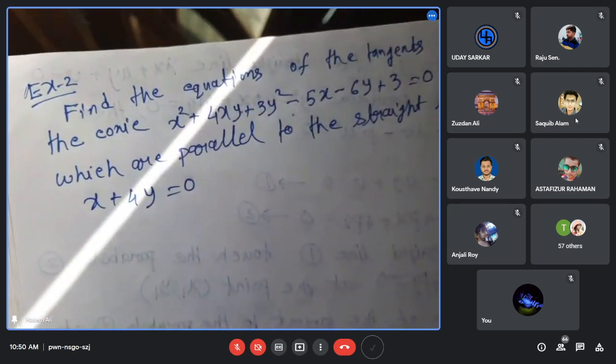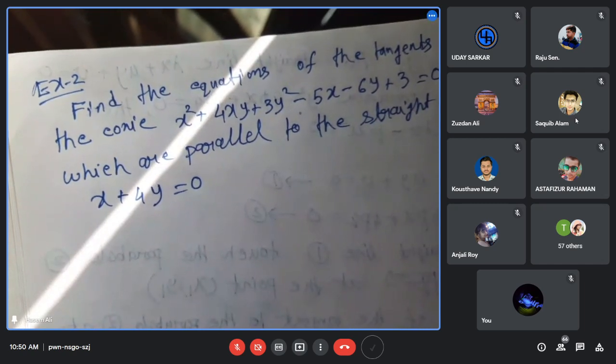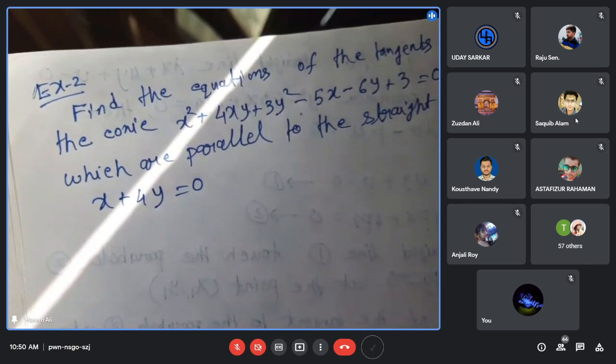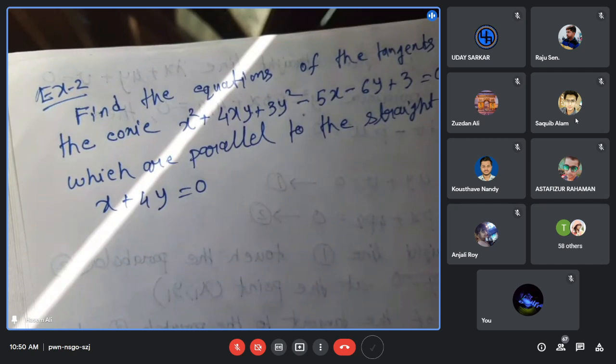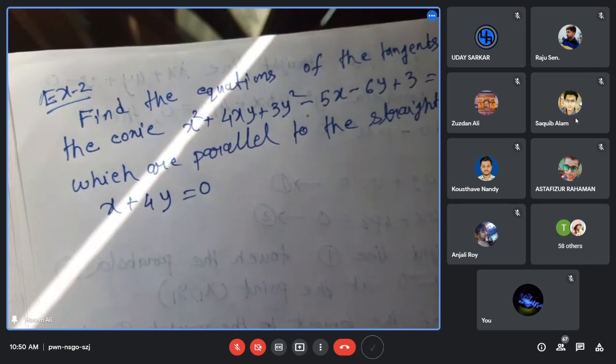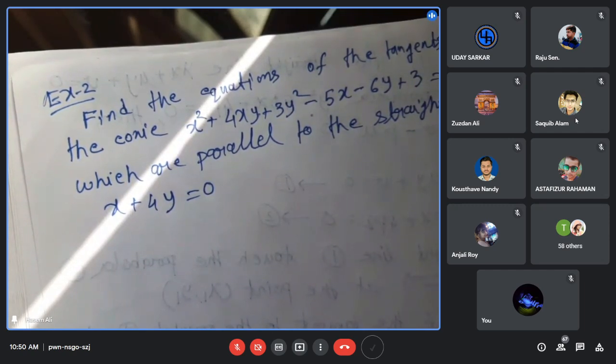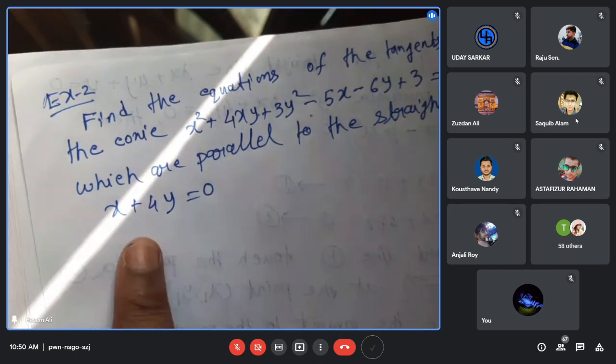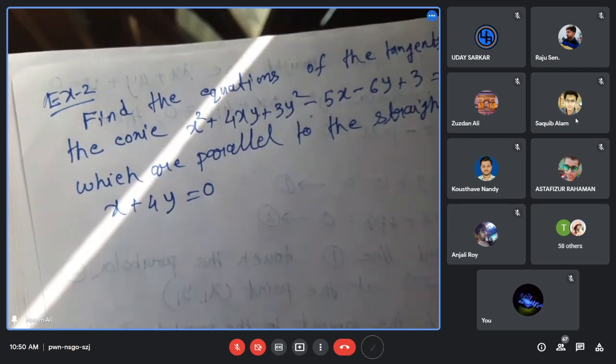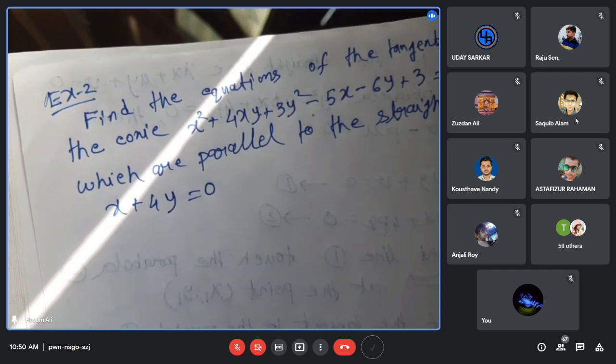At the point of the contact, that means the point x1 y1 is not given. The curve is not given, but there is another condition given. The tangents are parallel to this straight line.